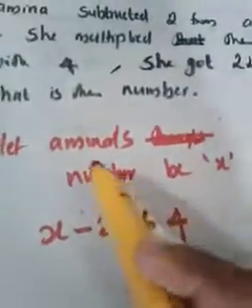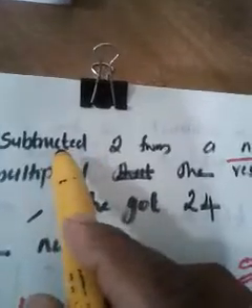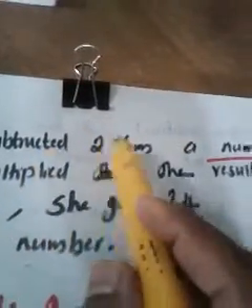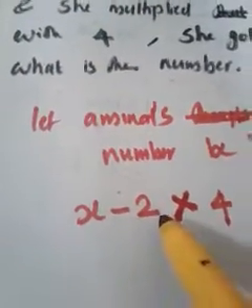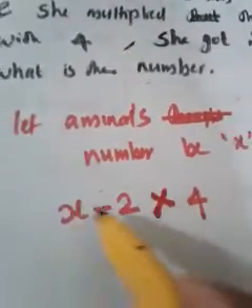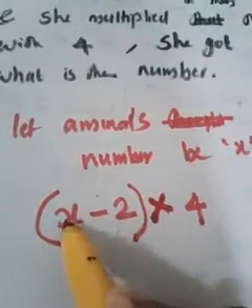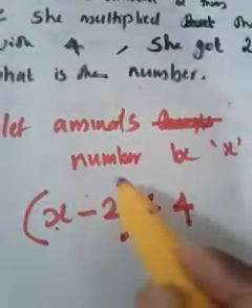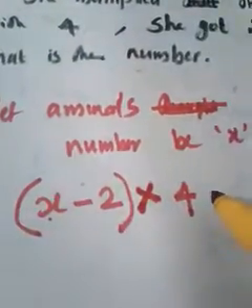So first, what we did: let Amina's number be x. What is her first step? She wants to subtract 2 from that number. That number we mentioned as x. So when she subtracts 2 from that number, it will be x minus 2. Okay. Then she wants to multiply with what? 4. So you should give a bracket. Why? Because x minus 2, the entire result you want to multiply with 4.